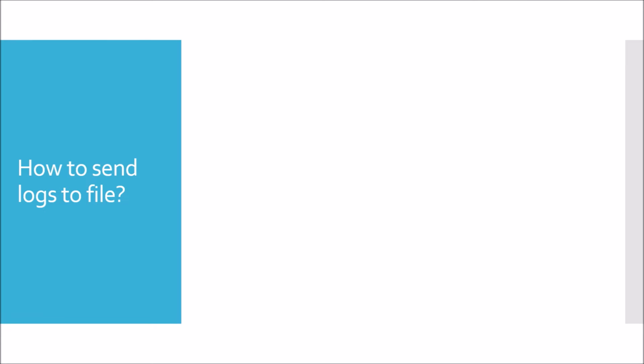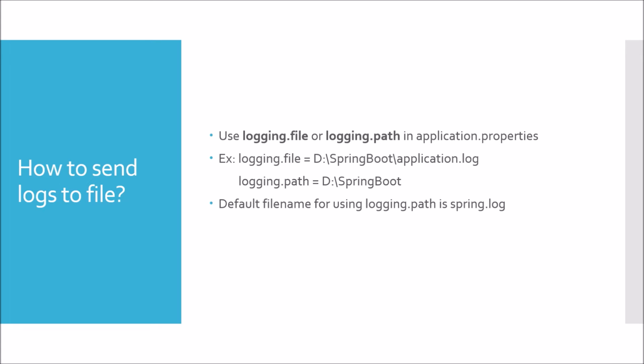Moving to the next question. How to send logs to a file? Sometimes we need to send the logs to external systems like Splunk for storage purposes. To send the logs to a file, you can use logging.file or logging.path in application.properties. You can use either of them. For example, logging.file equal to D:/springboot/application.log, or logging.path equal to D:/springboot.